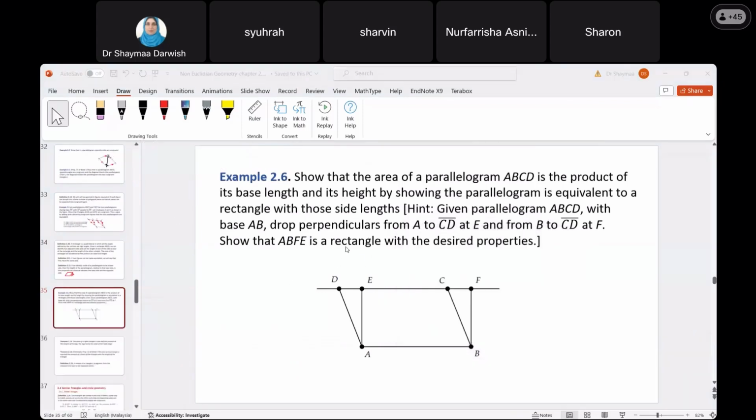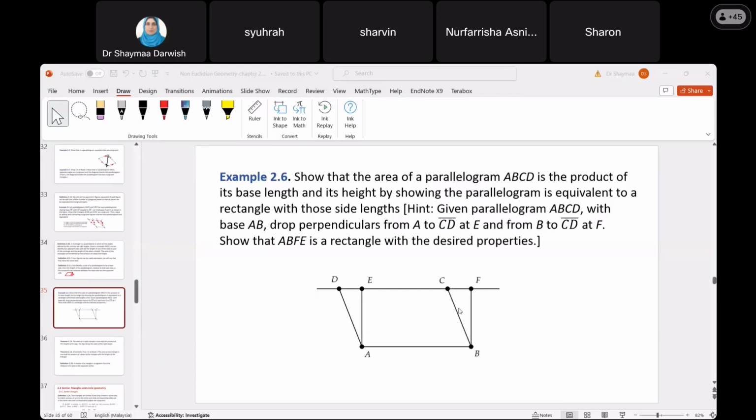Show that the area of the parallelogram ABCD here is the product of the base and the height. So this is another example. We need to show that the area of parallelogram ABCD is the product of its base AB and its height. This is how we find the area of a parallelogram. We multiply the base by the height. But we need to prove that.